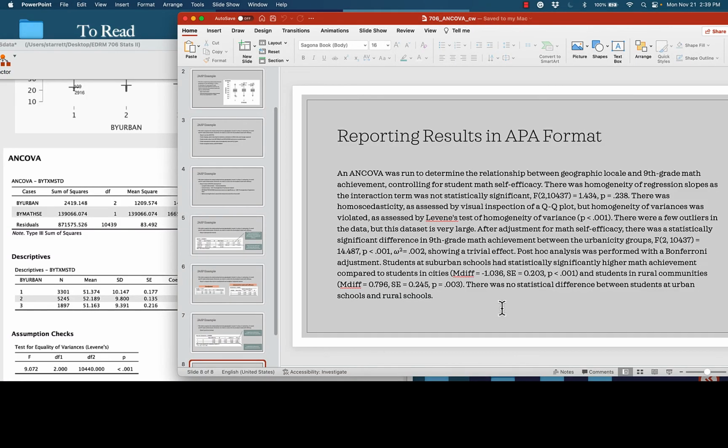Okay, now to report the results in APA format. An ANCOVA was run to determine the relationship between geographic locale and 9th grade math achievement, controlling for student math self-efficacy. There was homogeneity of regression slopes as the interaction term was not significant. And again, we report the F statistic, which was 1.434, with the 2 degrees of freedom for urban and the degrees of freedom from the residuals, and that non-significant p-value of 0.238.